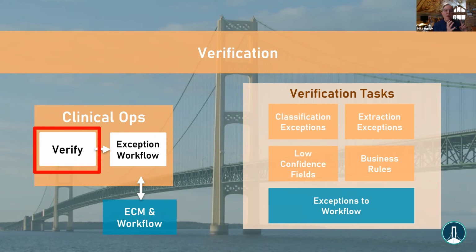So we're going to handle any exceptions from the classification stage. We're going to handle any extraction exceptions, like it didn't read the data, or what we call a low confidence field. It wasn't sure about it, or it broke a business rule. Like, I was expecting a number here and I got a name, or both boxes were checked and that breaks a business rule. We're going to send any exceptions from this process into that exception workflow, into the ECM workflow system, so that it can be handled as an exception based on what it is.